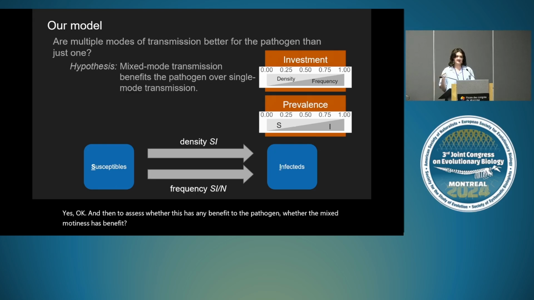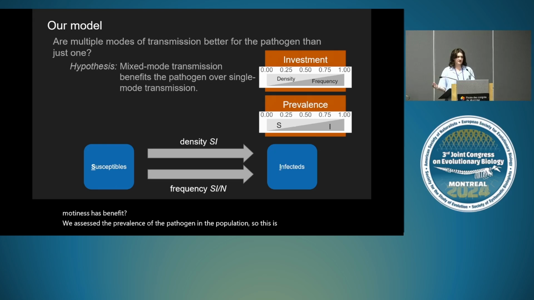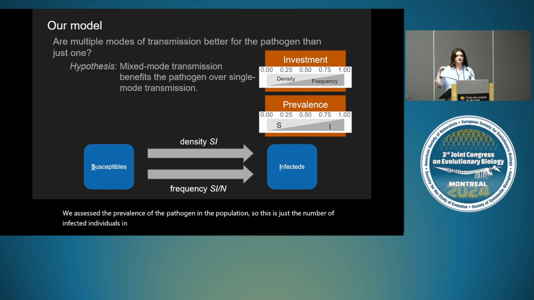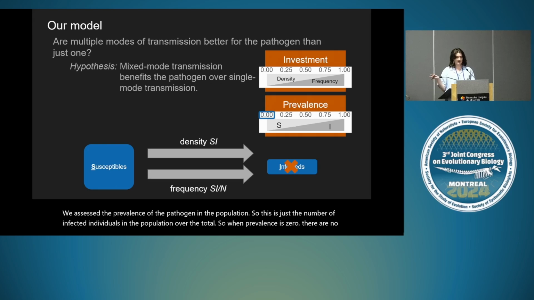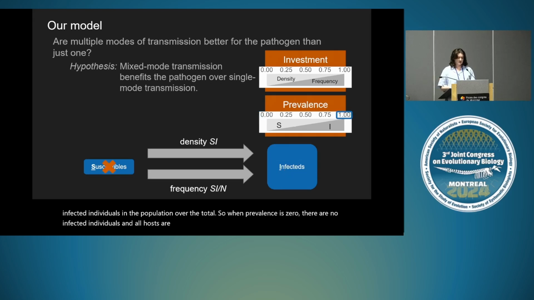And then to assess whether this has any benefit to the pathogen, whether the mixed modedness has benefit, we assessed the prevalence of the pathogen in the population. So this is just the number of infected individuals in the population over the total. So when prevalence is 0, there are no infected individuals and all hosts are susceptible. When prevalence is 1, every host is infected.